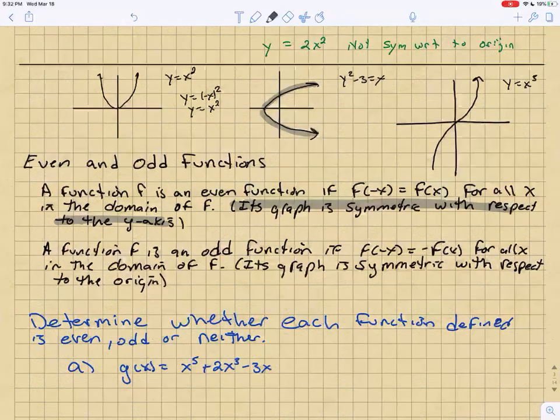If I'm talking even, then that's all I have to worry about. An even function is using the symmetric with respect to the y-axis test.